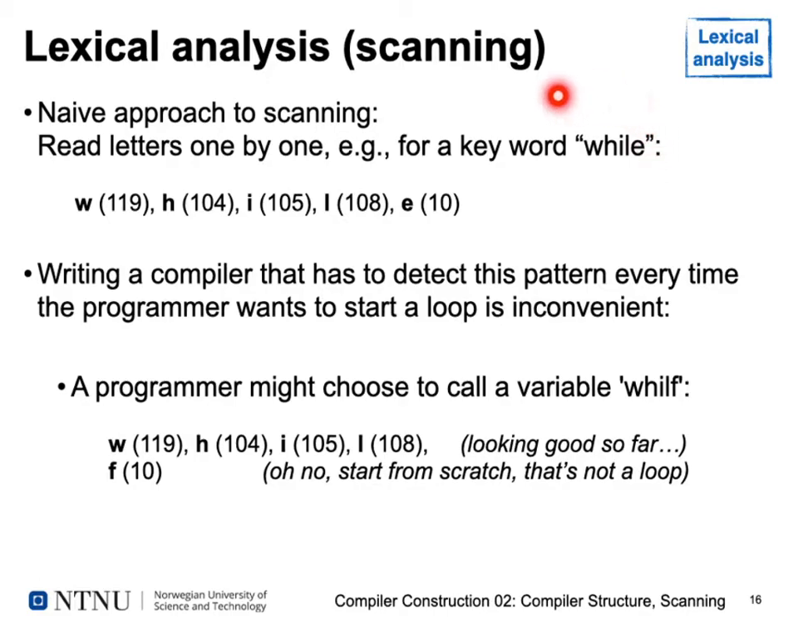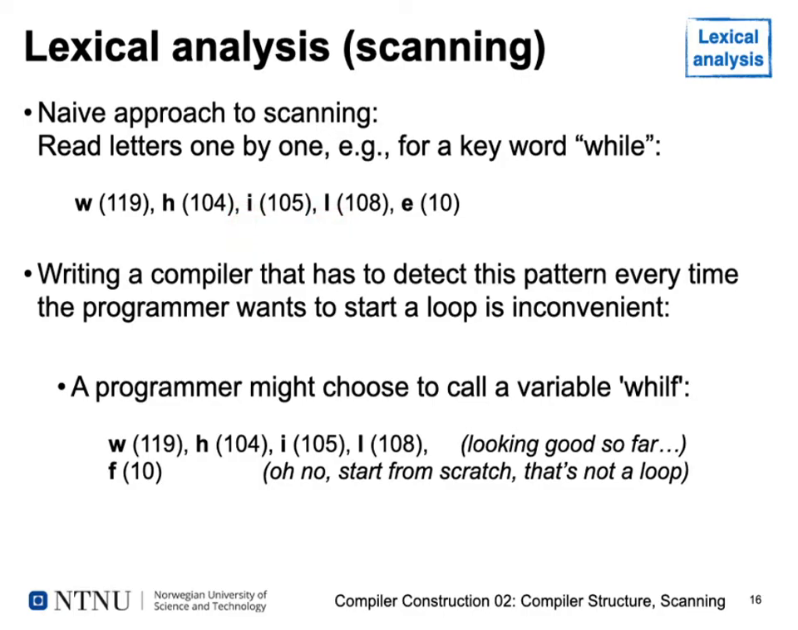So when we want to look for a keyword called while, which is indicating that we want to start a loop, we would start to look for a W, for an H, for an I, an L, and finally an E. Now, this is pretty inconvenient, because when you write a compiler that has to detect this pattern every time the program wants to start a loop, then your compiler has to check: oh, is there a W? Yes, hooray. Is there an H? Oh, fine. Is there an I? Yes. Is there an L? Yes.